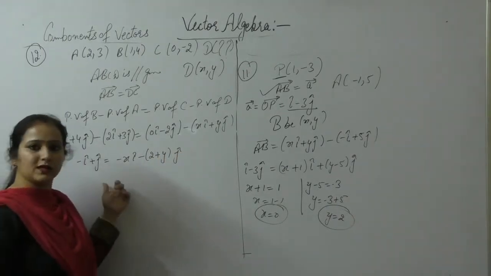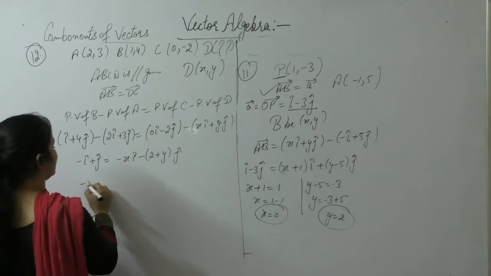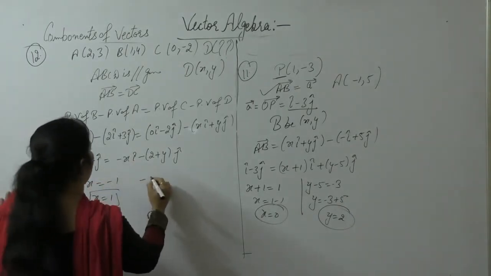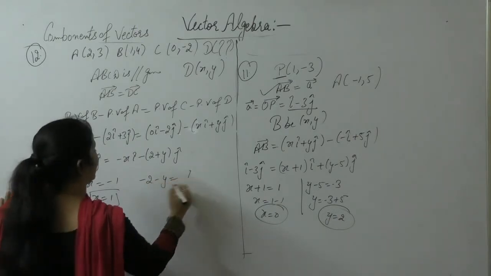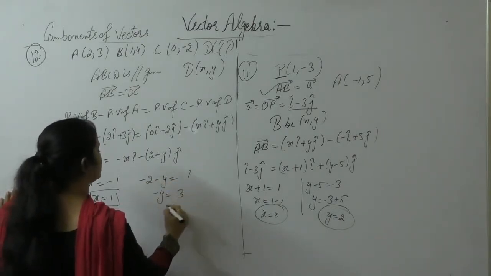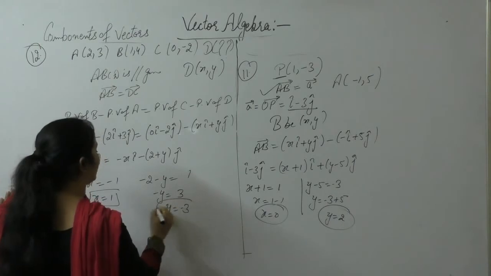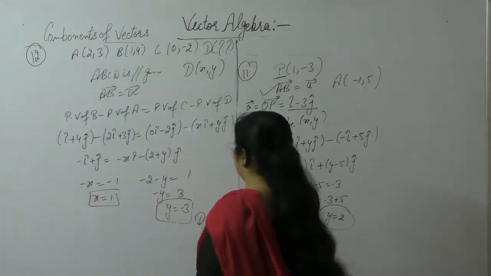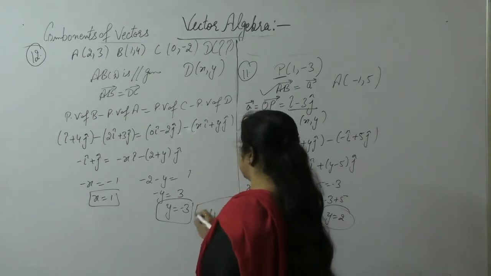Now these are equal, so equate the components. Minus x is equal to minus 1, so x is 1. Minus 2 minus y is 1. 1 plus 2 is 3. So y is minus 3. So the components of D are 1 and minus 3.